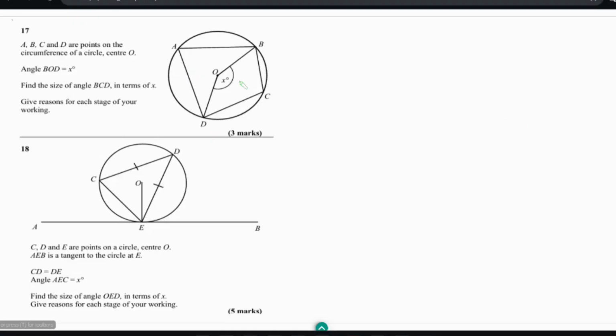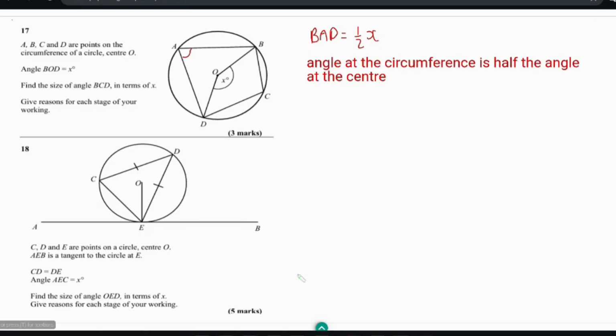Okay, last 2 questions. Find x, give a reason for each stage of your working out. So you've got your cyclic quad and you've got your arrow theorem. Oh, we want our answer in terms of x, so that's interesting. Right, so BOD is x, so the angle at the circumference is half the angle at the centre. So BAD is equal to half x. So what is your reason? Angle at the circumference is half the angle at the centre. Right, so I'm going to label that half x.